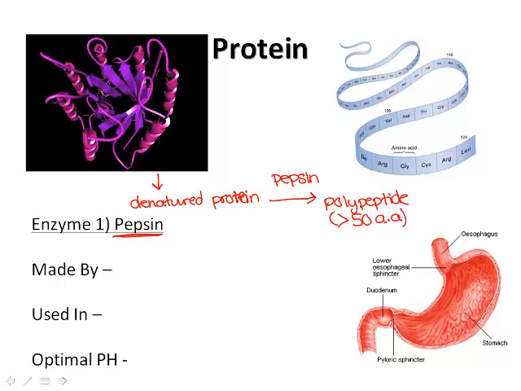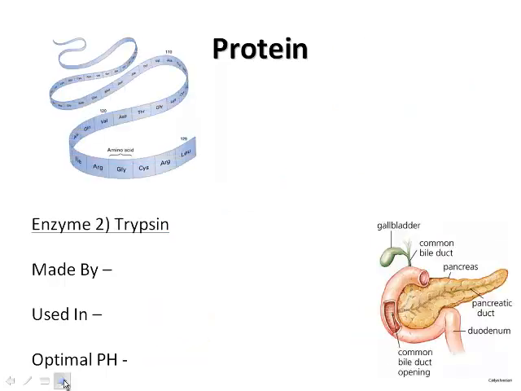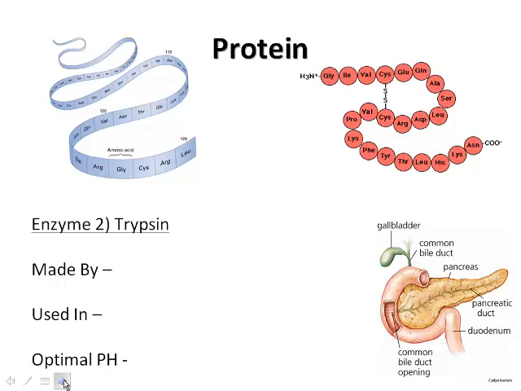So our protein in our stomach is being broken down into polypeptides by our enzyme pepsin. Pepsin is the first enzyme that we're talking about. Pepsin is made by the stomach, and it is used in the stomach, where our proteins are broken down into polypeptides. The optimum pH is 2 to 2.5. Now the second enzyme that breaks down proteins. So we have our polypeptide again.